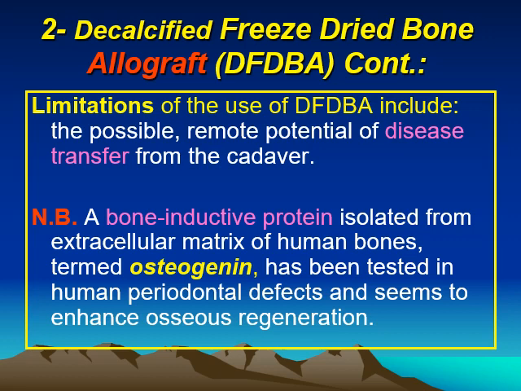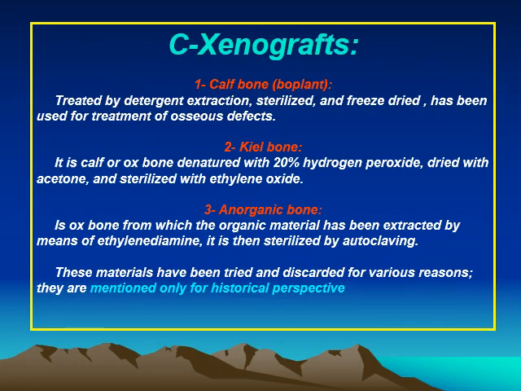Notice a bone inductive protein isolated from extracellular matrix of human bones termed osteogenin has been tested in human periodontal defects and seems to enhance osseous regeneration.